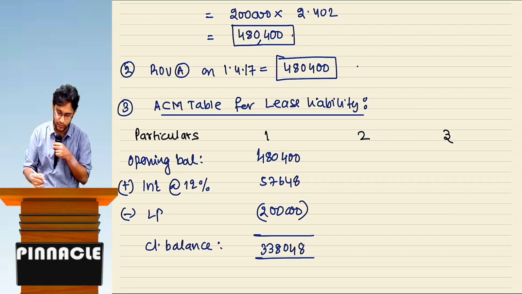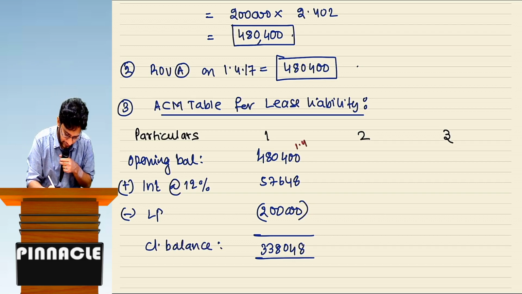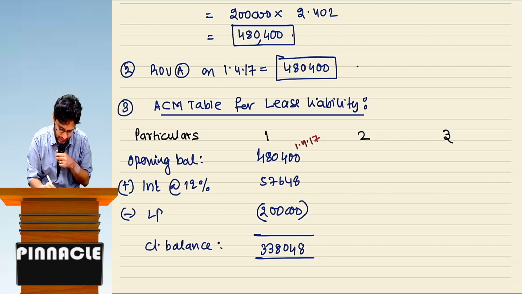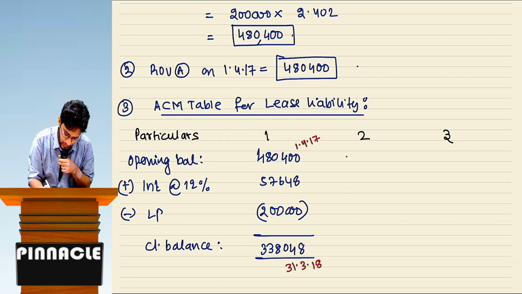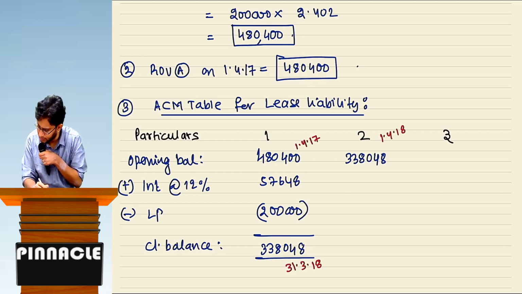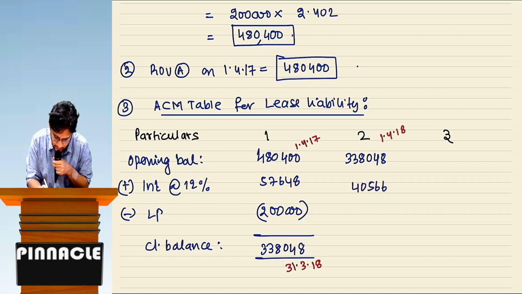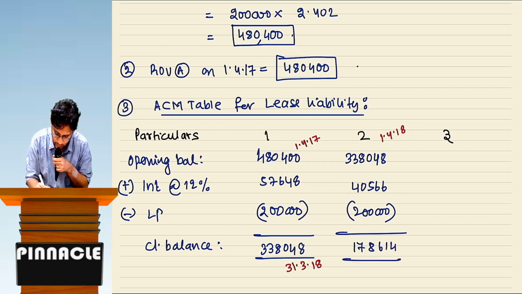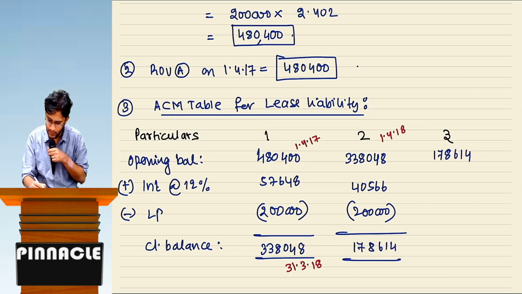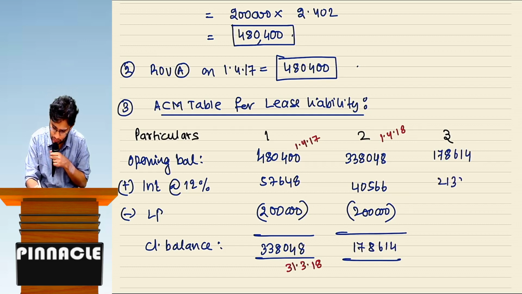Sir, when you say 4,80,400, that is on which date, sir? 1/4/17. And this 338,048, whatever is there, that is on 31st March 18. 338,048 is also now on 1/4/18. On this 12% interest came to 40,566. Closing balance 178,614. Last year interest, you have to take it as balancing figure.